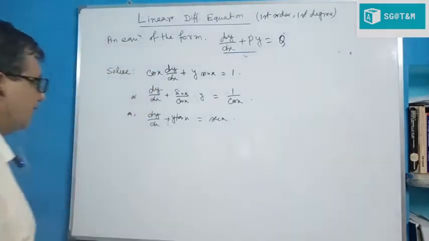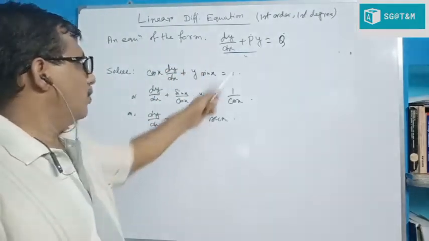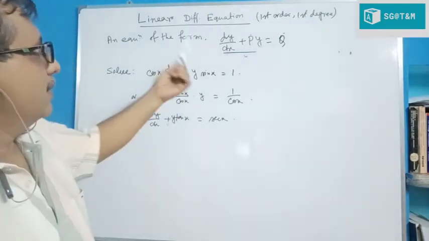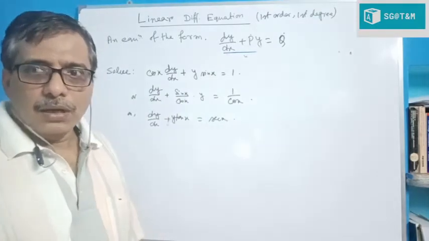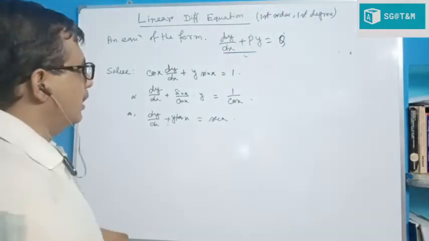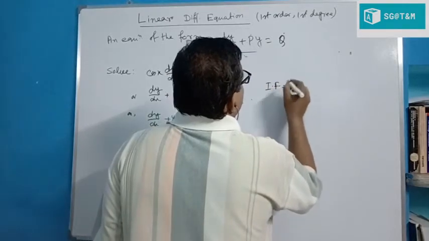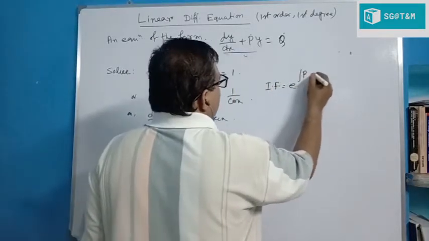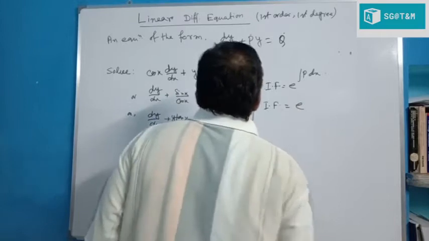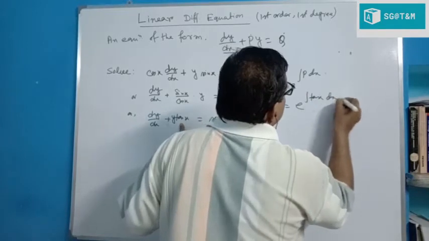Now is it in linear form or not? Check it. The coefficient of dy/dx is plus 1, and y is present, so P is tan x and Q is sec x. P and Q must be functions of x only or constants, and tan x and sec x are functions of x only, so it is linear. Then the integrating factor is e to the power integral of P dx, that is, e to the power integral of tan x dx.